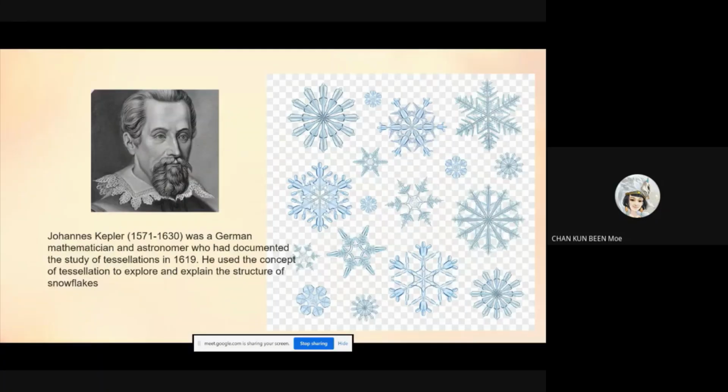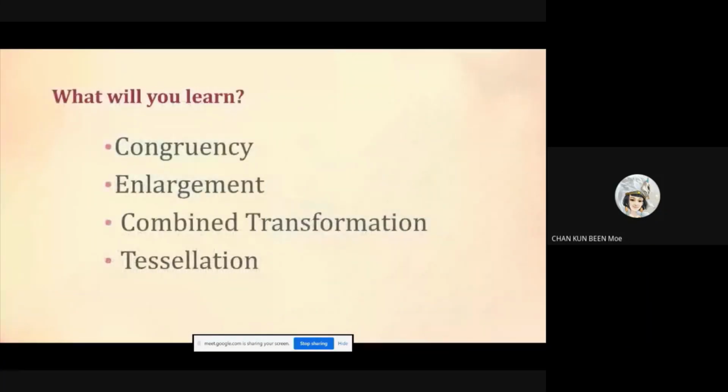Okay. So before we enter into this, we look at the subtopics that we are going to learn one by one. There will be 4 subtopics. The first one is congruency. The second one is enlargement. So this one we are going to learn how to find the scale factor and also the area of the image. The third one is combined transformation.